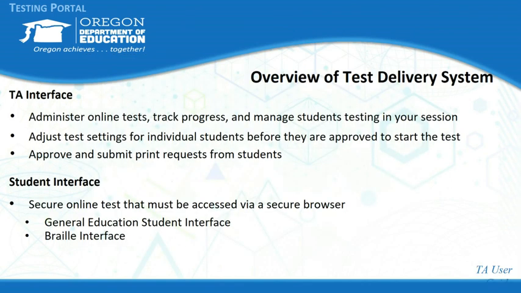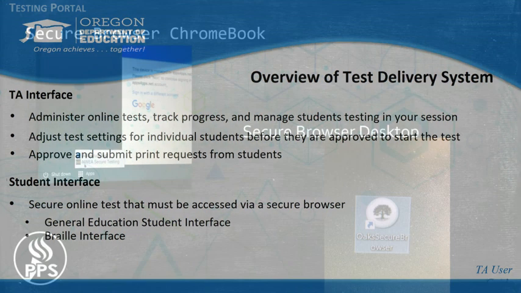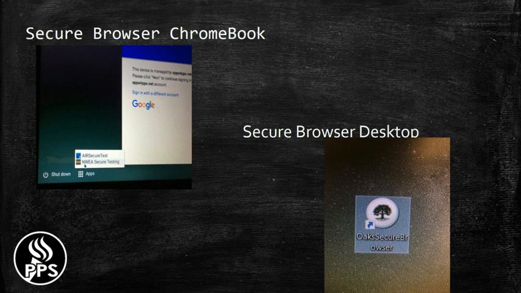Test administrators access the test delivery system through the OSAS portal. The student interface can only be accessed through the current year secure browser. On devices supported by the Portland Public Schools IT team, the secure browser has already been deployed and can be found on all PPS devices. The secure browser for all supported operating systems can be downloaded from the OSAS portal. The secure browser appears differently on Chromebooks than it does for PCs.